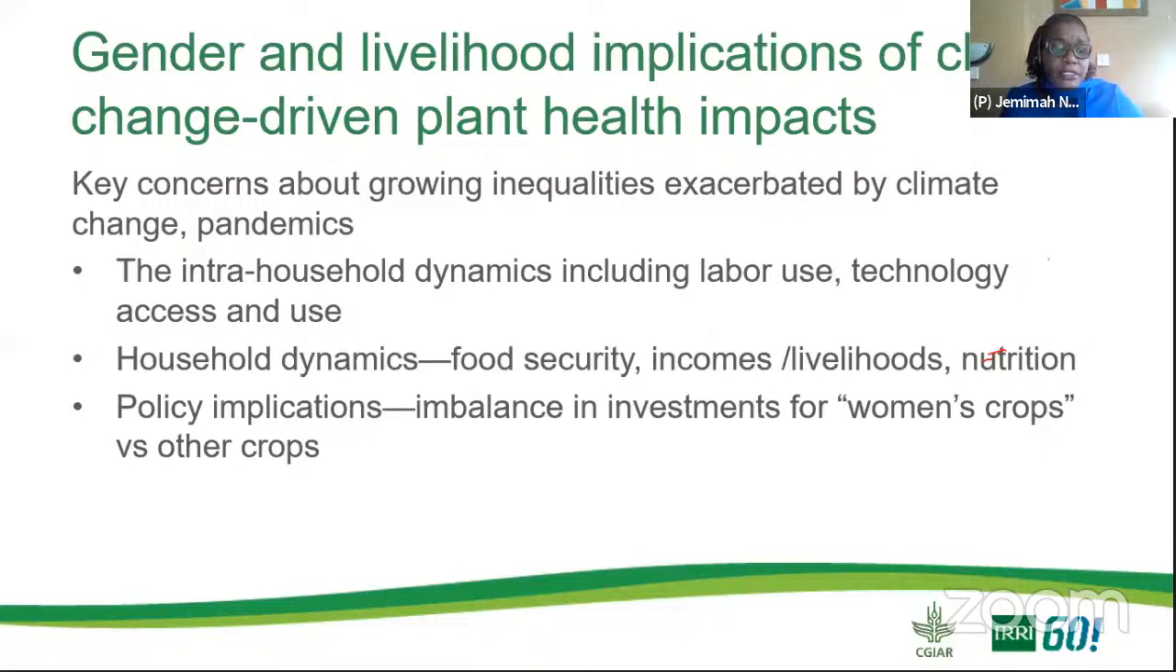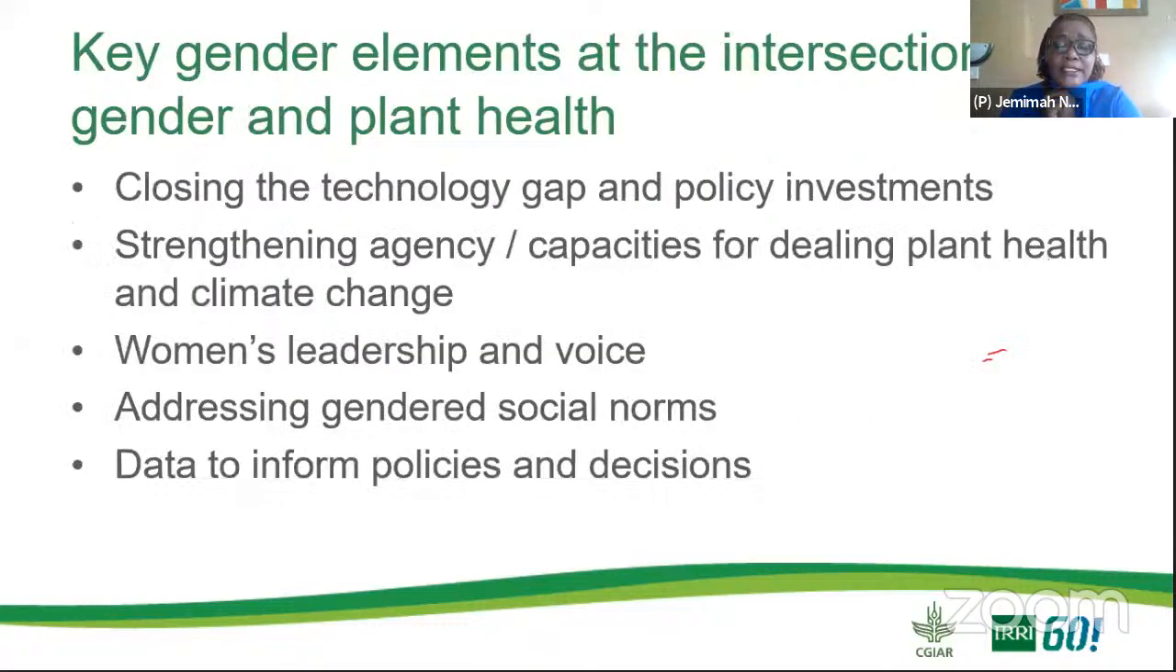The next slide, please. I do want to highlight a few key priority issues around gender and climate change and this intersection with plant health that I think are important. Some of these priority issues are actually included in the Lima program of work from COP that has then transitioned into an action plan that countries are implementing.